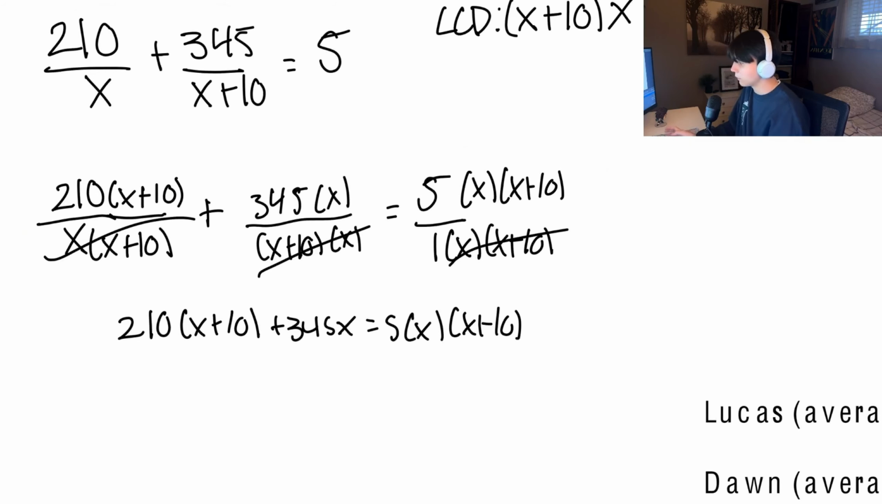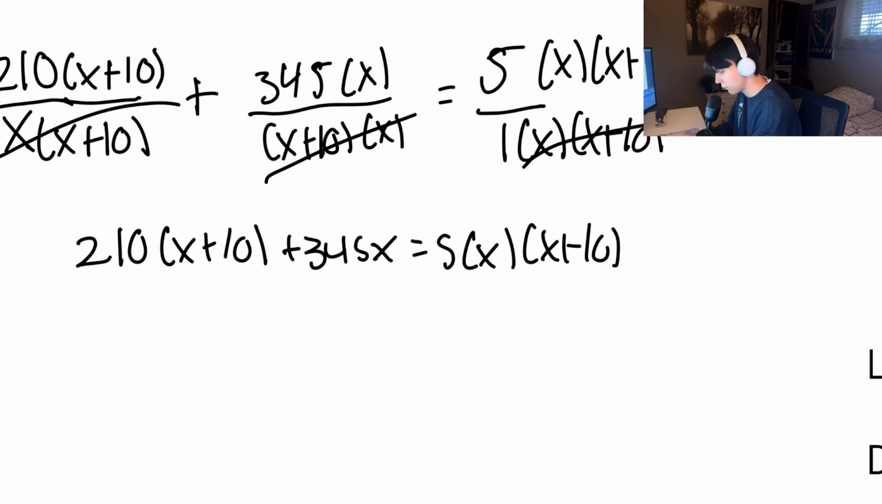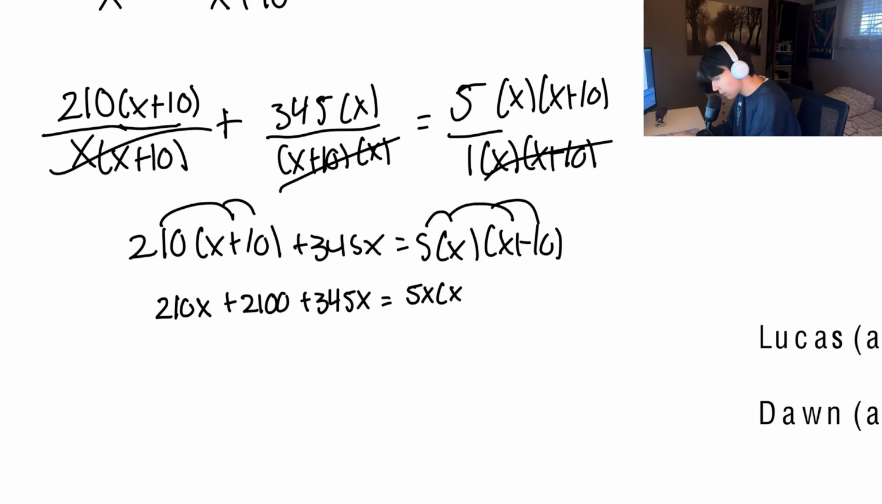Okay, now that we've gotten that, we actually have to FOIL now, and distribute this 5 onto here, and so forth. So again, 210 times x is going to give us 210x, plus 210 times 10, which should be 2100, plus 345x is equal to 5x times x plus 10, which turns into 5x squared plus 50x.